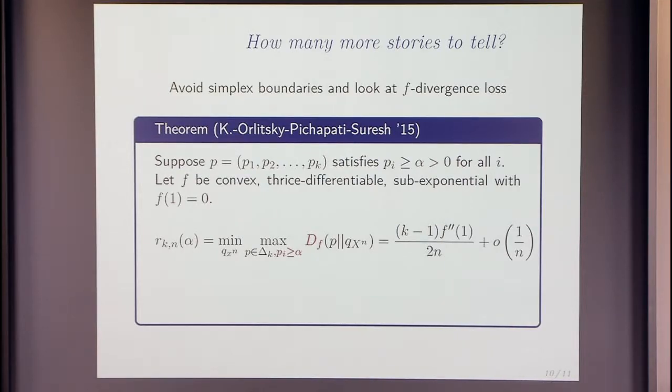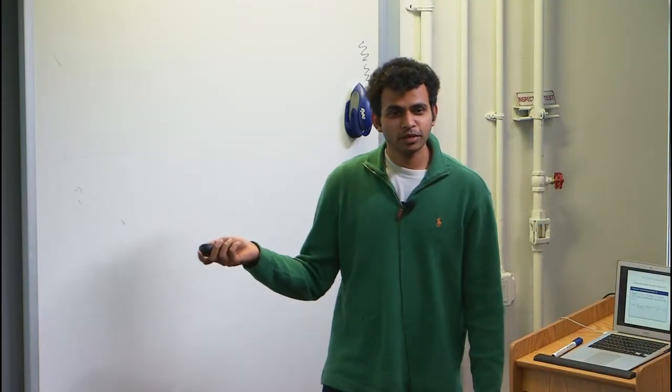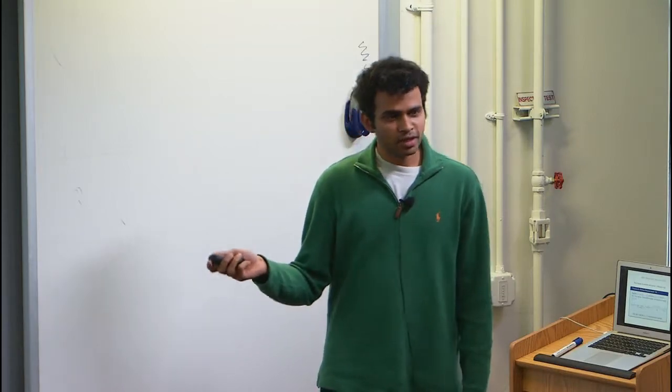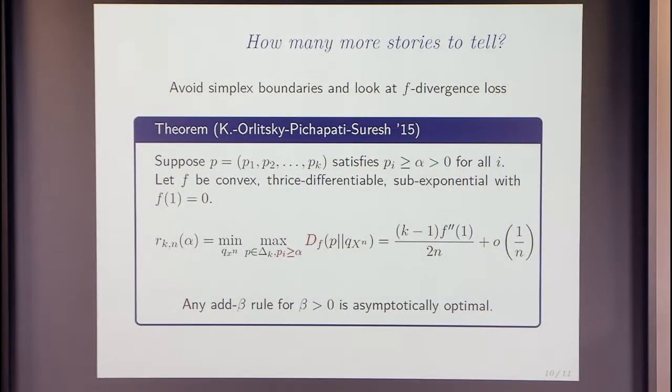Why doesn't alpha show up in this formula? Yeah, that's a very good question. Alpha does not affect the first order term, it turns out. And what is the estimator that achieves this? Any add-beta rule for any beta positive is asymptotically optimal and gets you this.